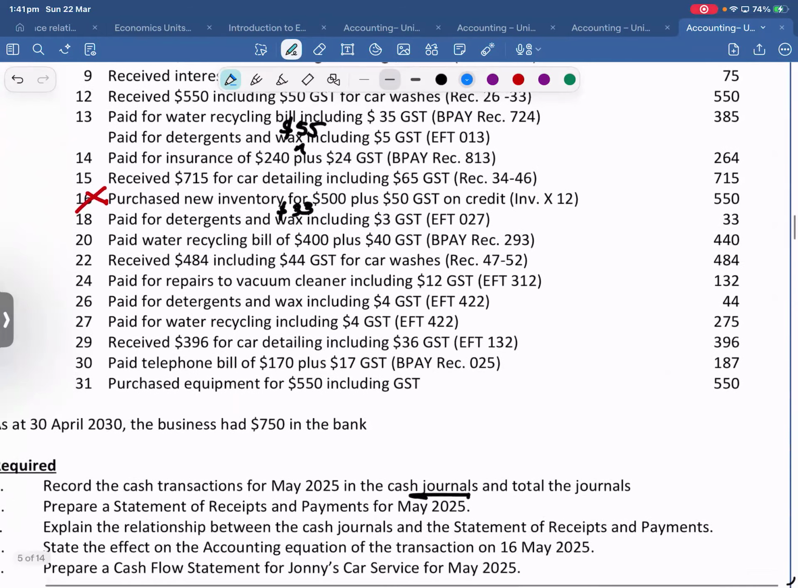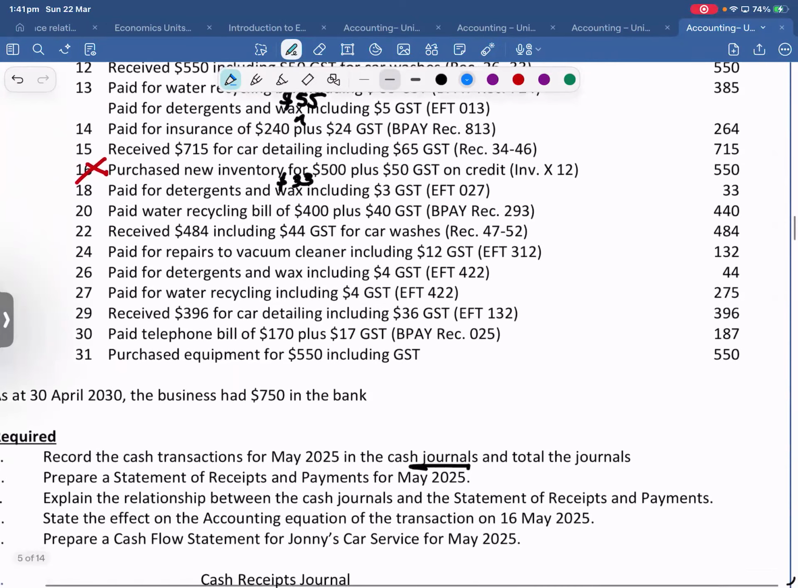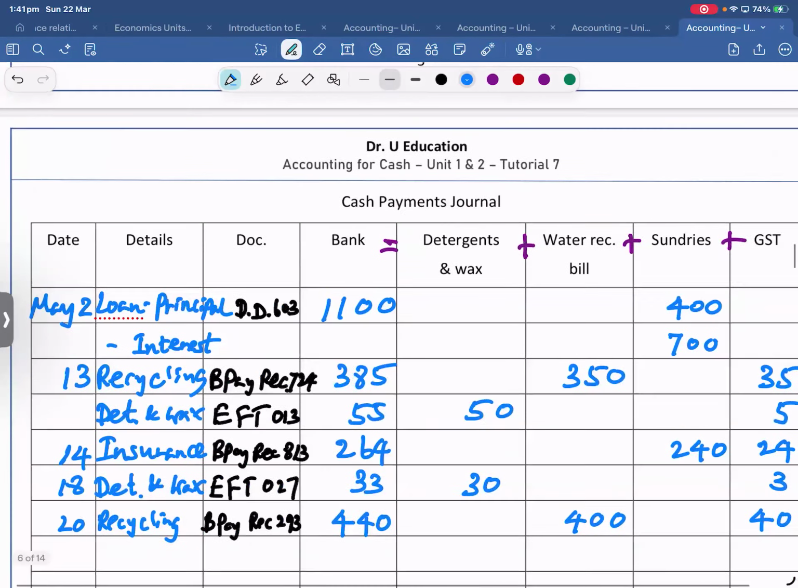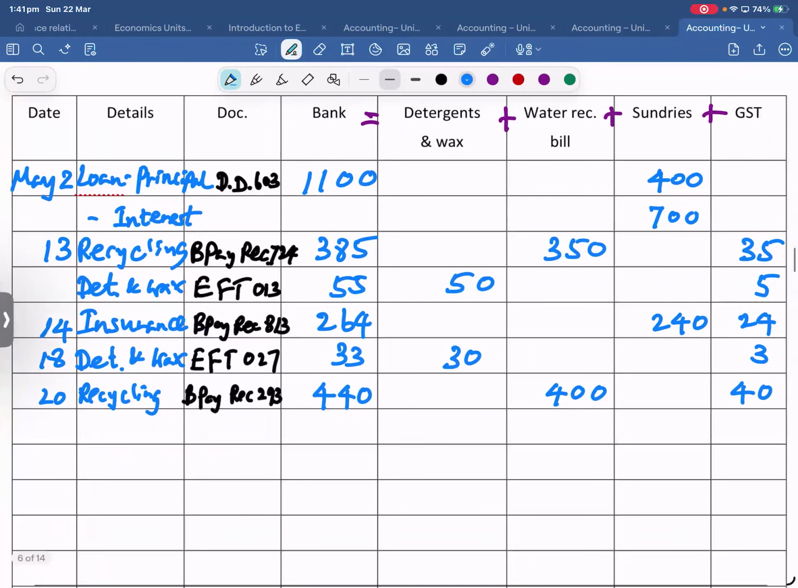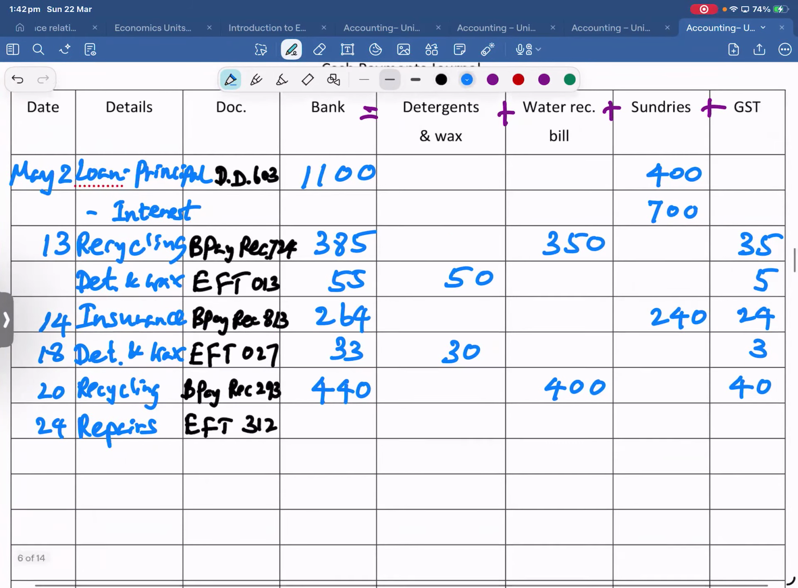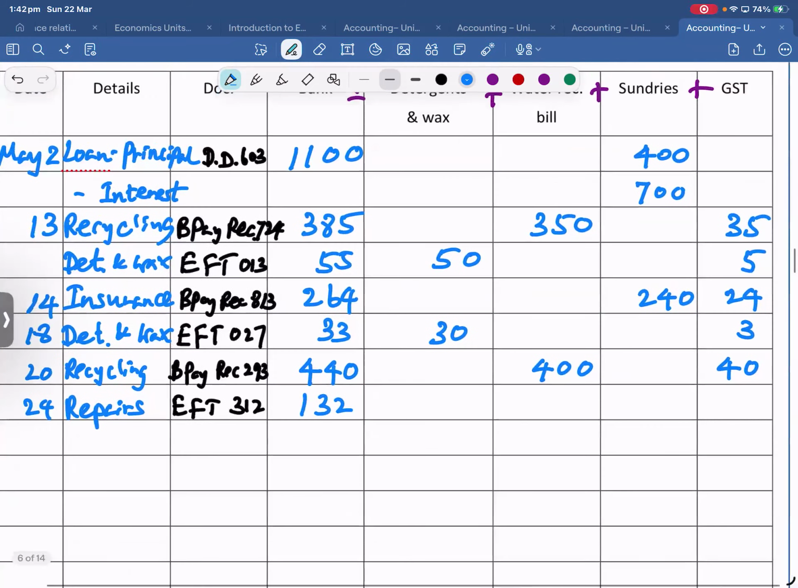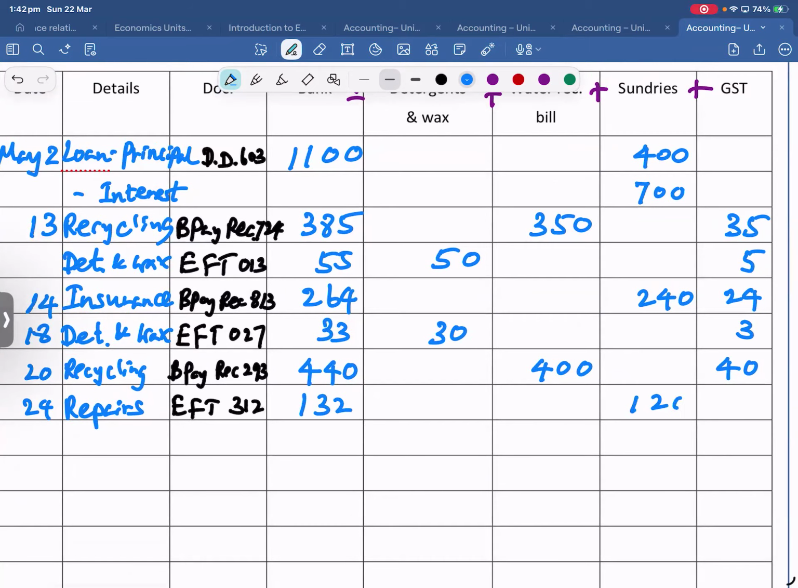So this vacuum cleaner, where do you think we should record? Sundries. Yes, sundries, very good. Repairs, you will say repairs. Right, EFT 312. Then the total is 132. Sundries, you are correct, 120. GST is 12.